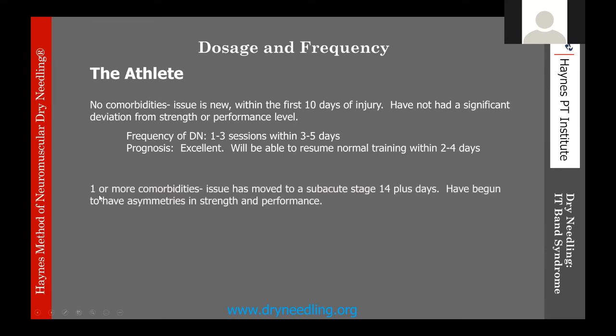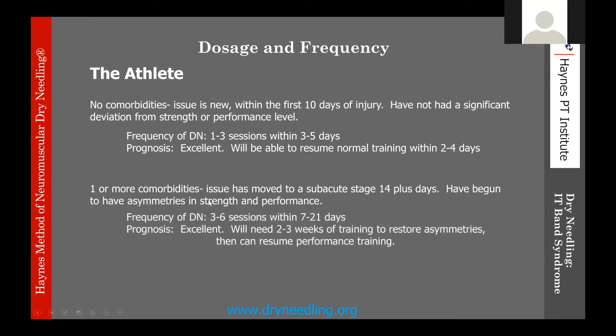The other situation is when there's one or more comorbidities, and this situation has moved to a subacute stage, 14 days plus. Here they have had some asymmetries in their strength and performance. This may require a little bit longer time. Here we may be looking at 3 to 6 sessions within the first 1 to 3 weeks. The prognosis still is excellent, but it may take 2 to 3 weeks of training to restore their asymmetries, and then they can resume their normal performance or high-level training.